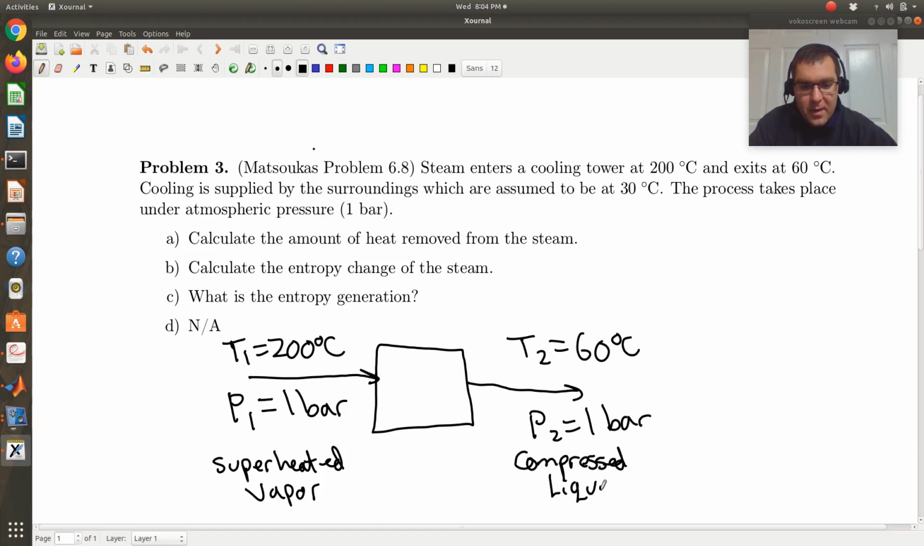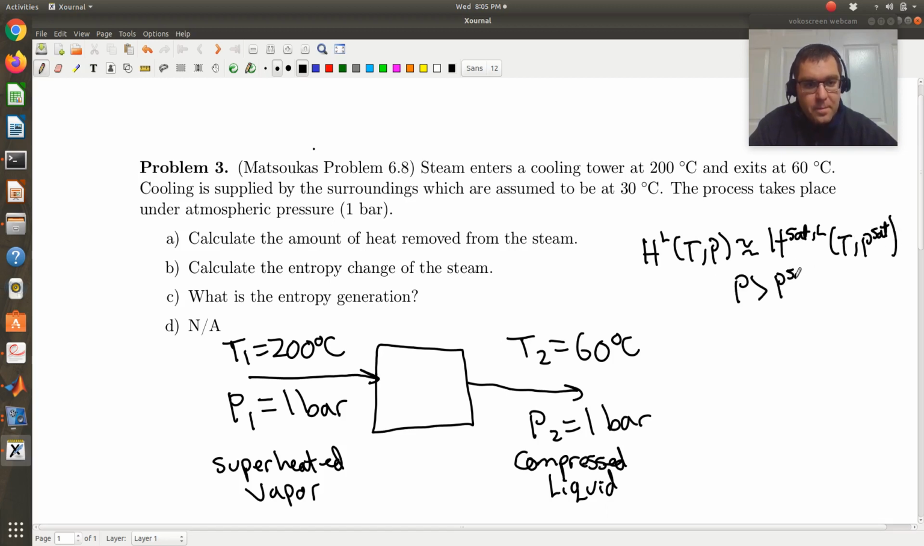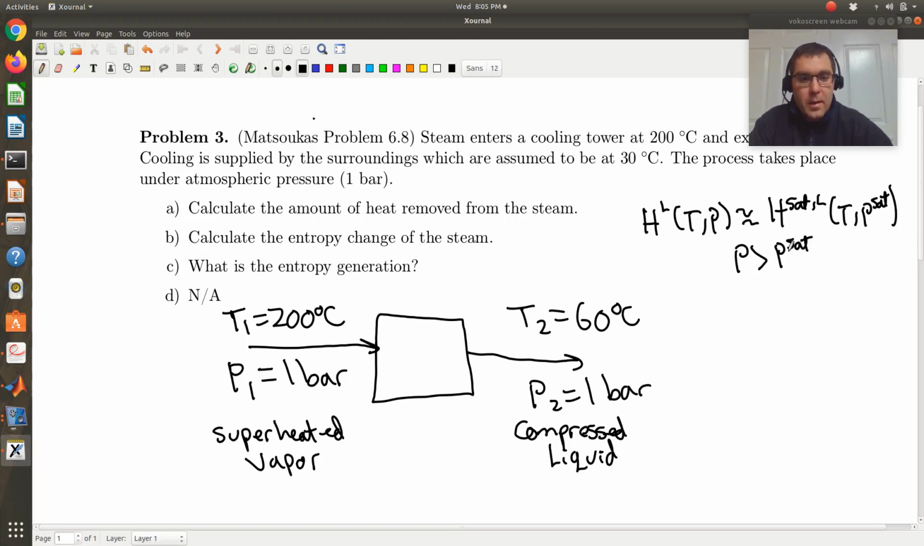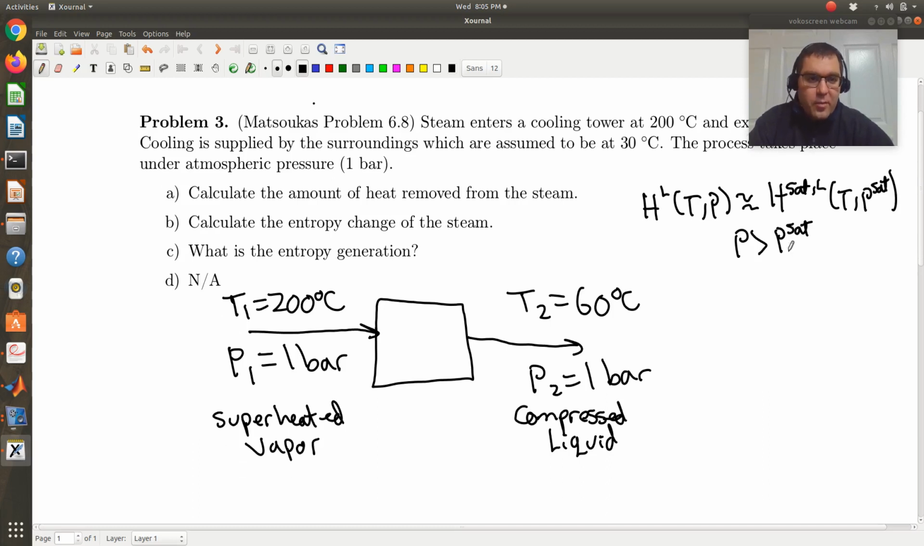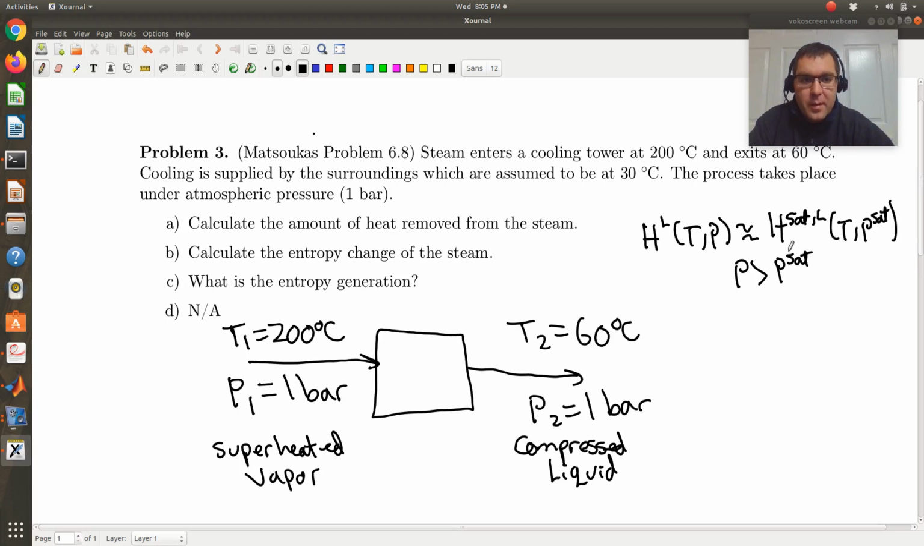And when we read data from the steam tables, our assumption is, if I take enthalpy as an example, I'm going to assume that the enthalpy of my compressed liquid at T and P is approximately equal to the enthalpy of a saturated liquid at the same temperature, but at the corresponding saturation pressure, where P is greater than Psat. And that way I could read off my properties from the steam tables.